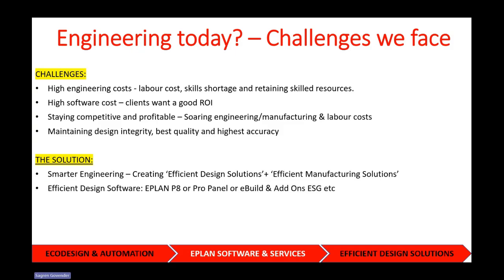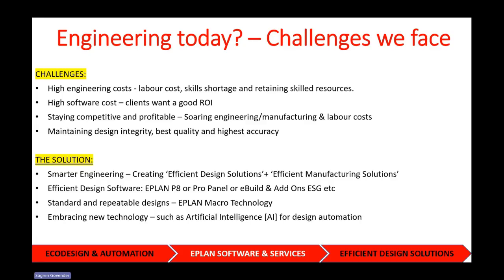Of course, it all starts off with having an efficient design software, and most of you would have Eplan P8 or Eplan ProPanel, and we can add on things like Eplan eBuild. We can also add on the ESG, the Eco Schematic Generator, to accelerate the design process and bring more efficiencies to your Eplan. And something that we're going to cover in depth today is standard and repeatable designs in the form of macro technology. How can we use macros to actually accelerate the design process?